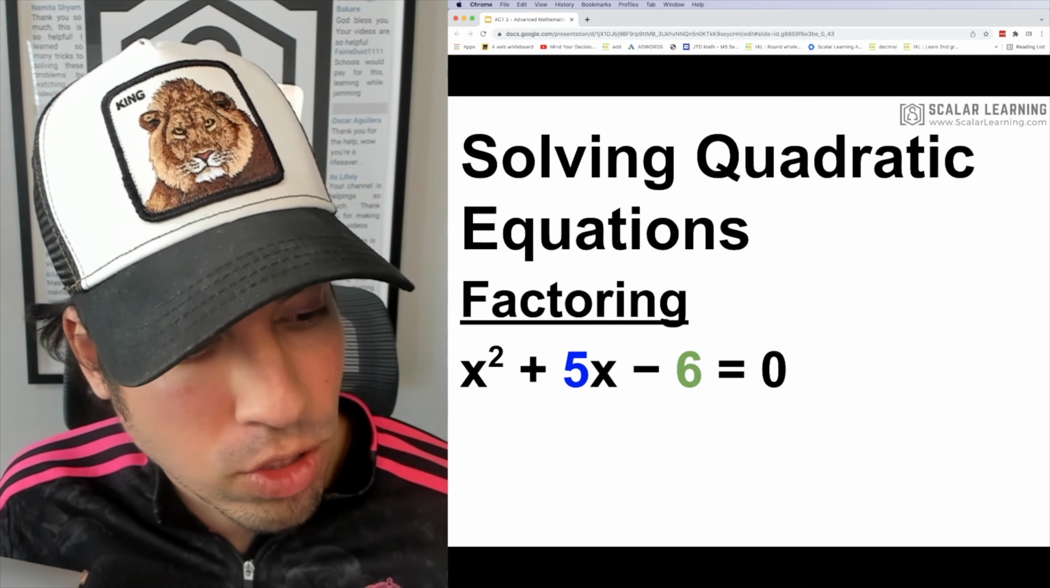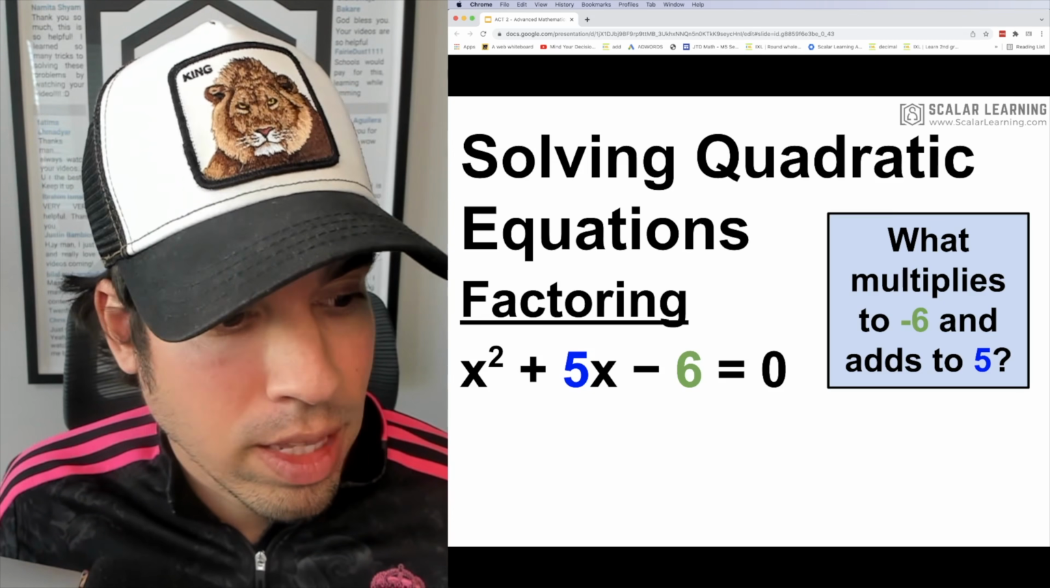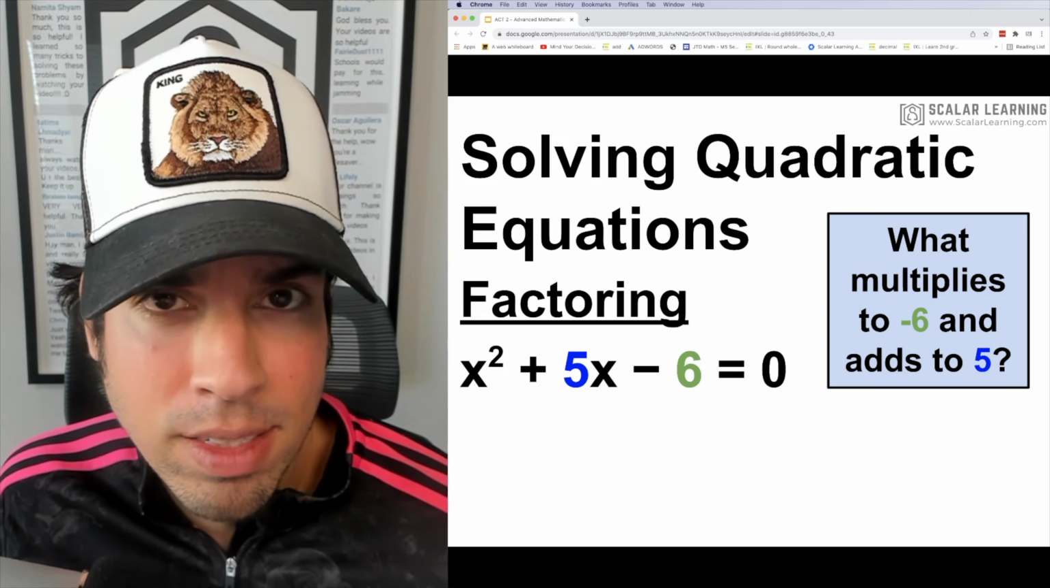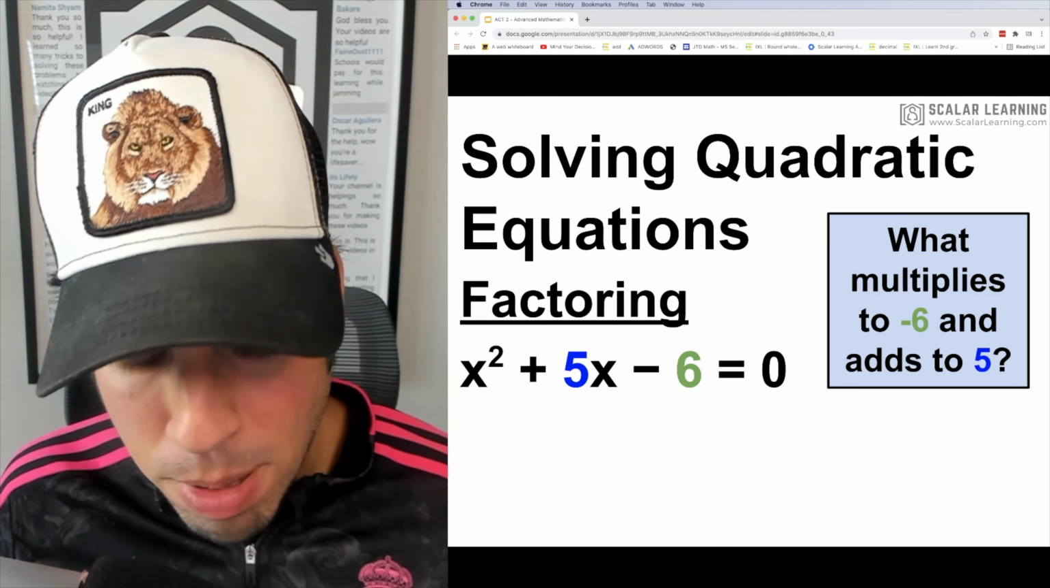So then we're going to factor this guy. So how do we factor? Well, we look at that green value and that blue value, the b and the c values. And so we say, what multiplies to the c value, in this case negative 6, and adds to the b value, which in this case is positive 5.